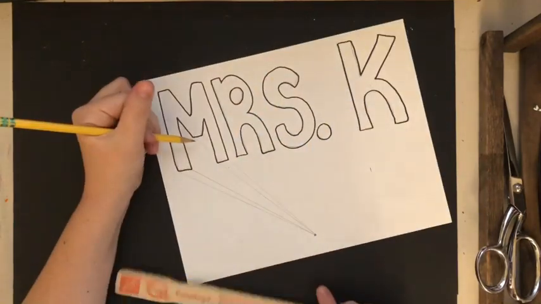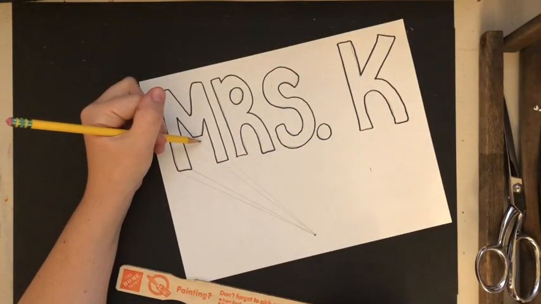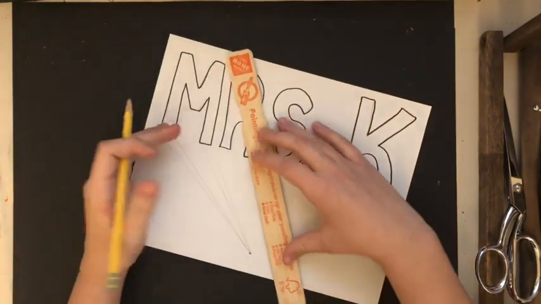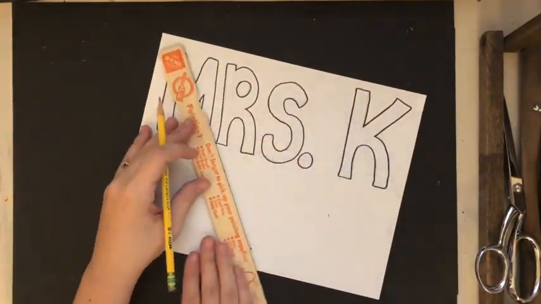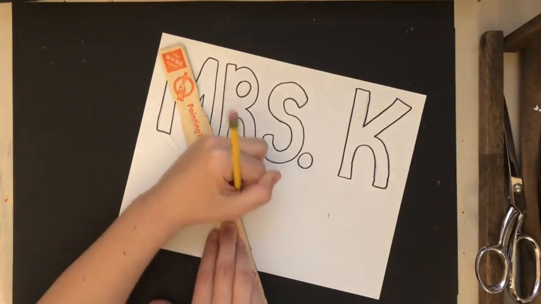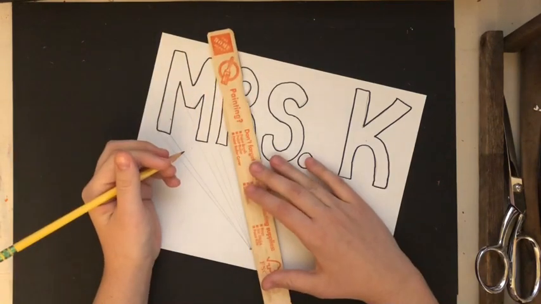That's the only part for your M that you would have to do. So I'm just showing this line. That's it. I'm not going to continue it all the way to the edge, and I'll tell you why when we get to the next step. So I'm going to continue doing this for all of my letters, taking the bottom corner and bringing it to the dot.